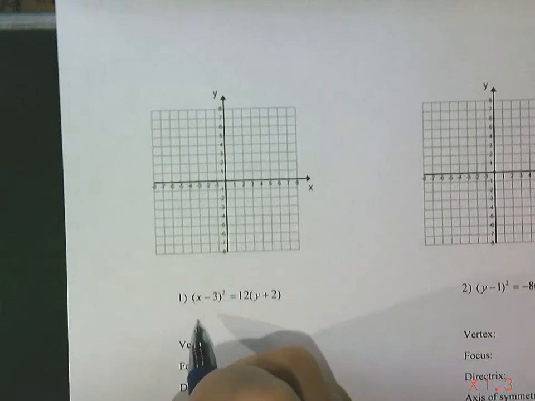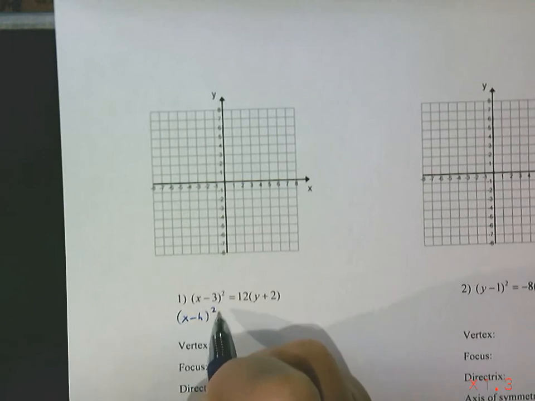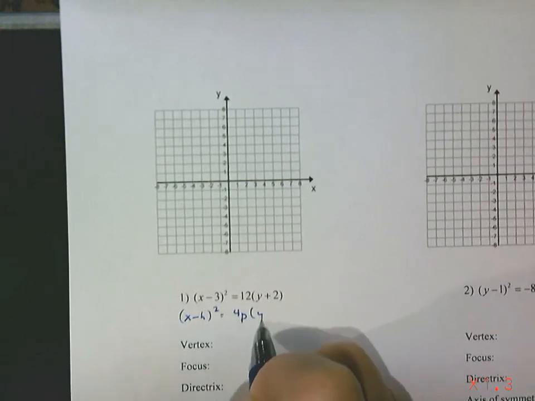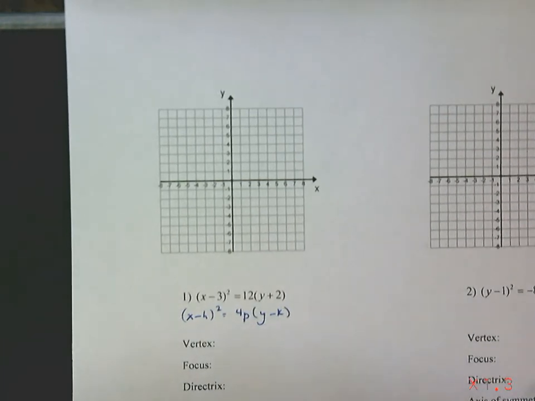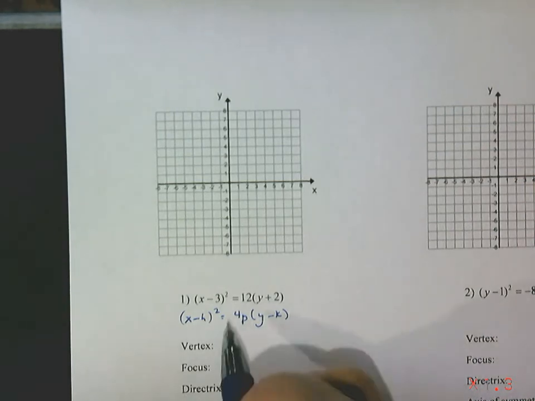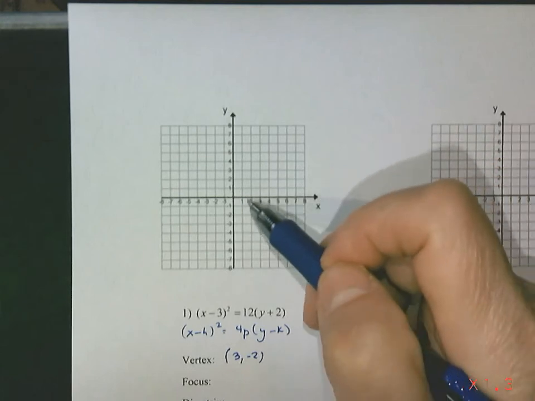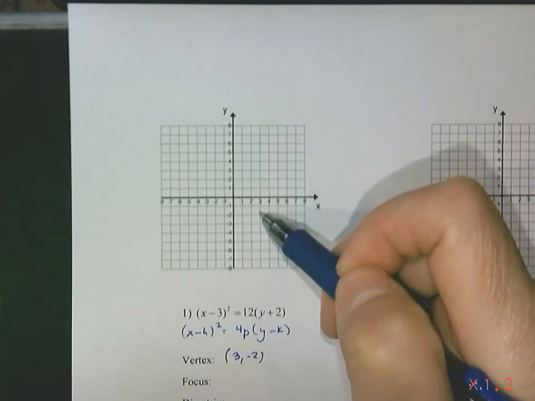So I've got the formula from the front page. I've got (x - h)^2 = 4p(y - k). That tells me my h is 3 and my k is a negative 2. Since it's minus k and this is a positive 2, it's going to be a negative 2. So my vertex is going to be the point (3, -2). So I'm going to go up here and plot the point (3, -2).